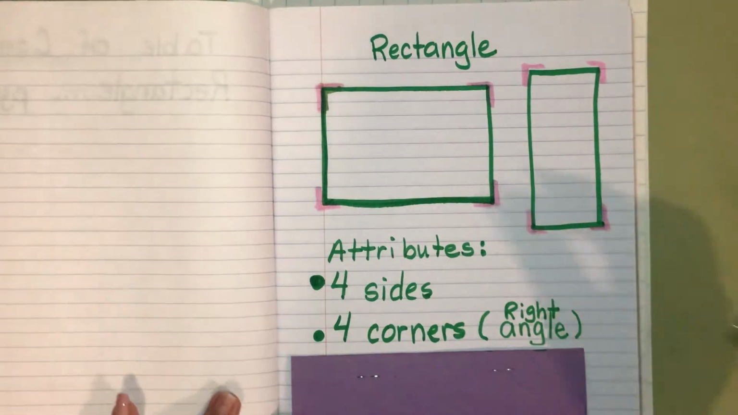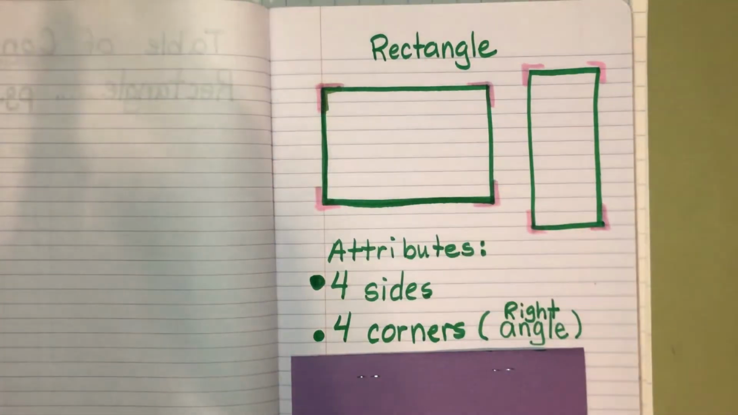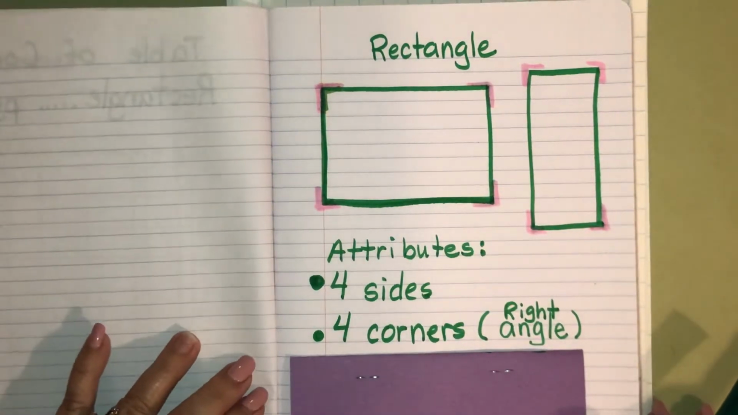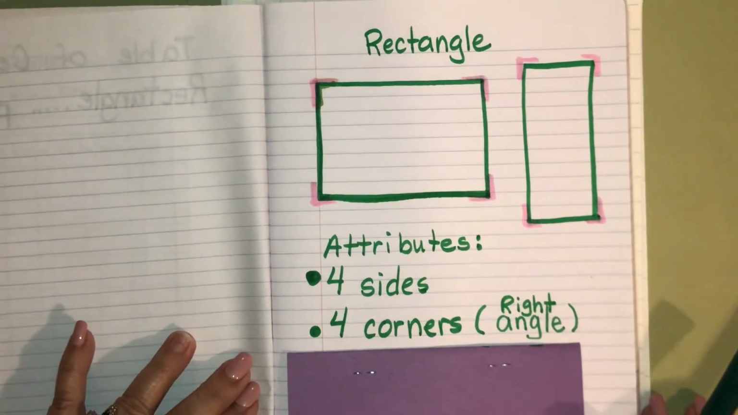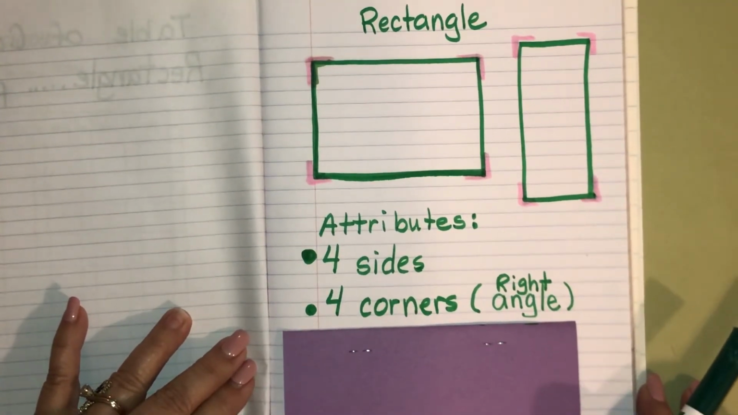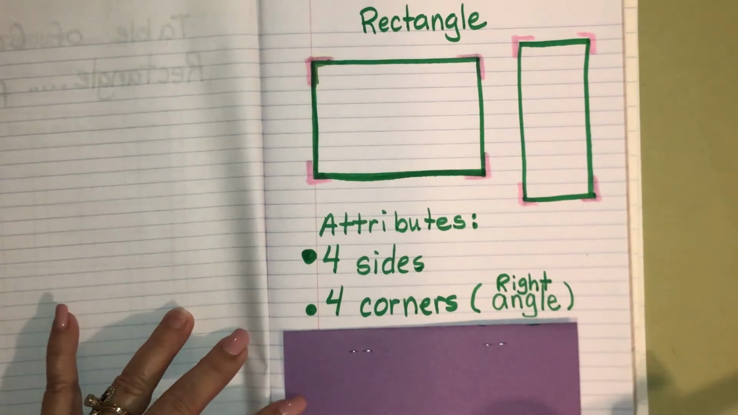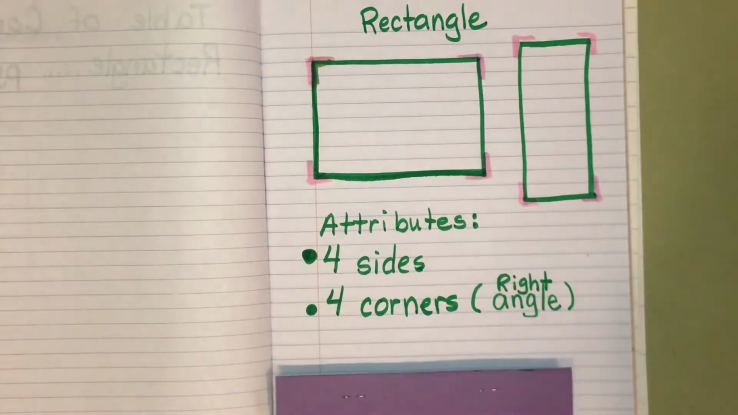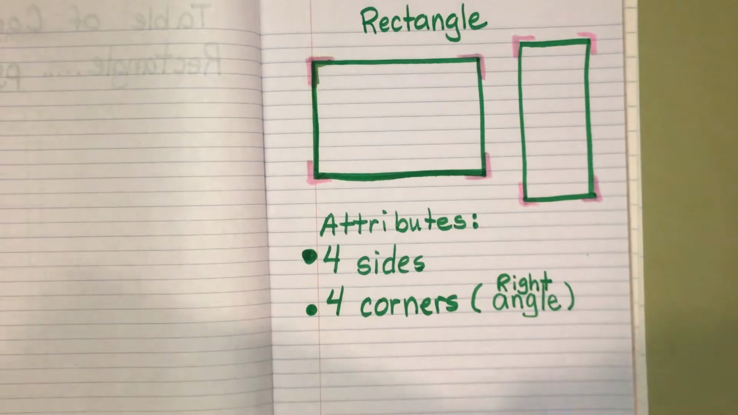Now I'm using marker because I want you to be able to see it, but you can use pencil if you feel more comfortable with that, so that you can erase if you need to. All right. The next attribute that we see, we're going to do this part together now.